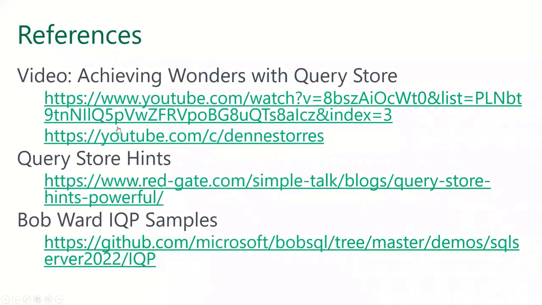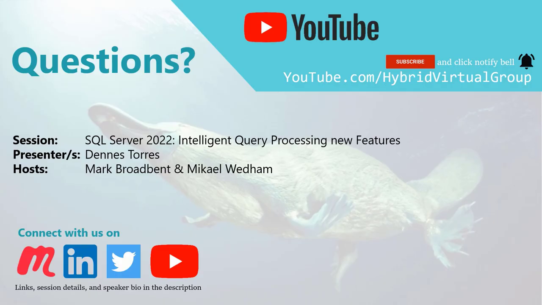Some references: a video about query store, one article about query store hints, and the Bob Ward intelligent query processing samples. In fact, there are more than intelligent query processing samples there, but the IQP samples are on this link in GitHub, all available. So these are very interesting links.